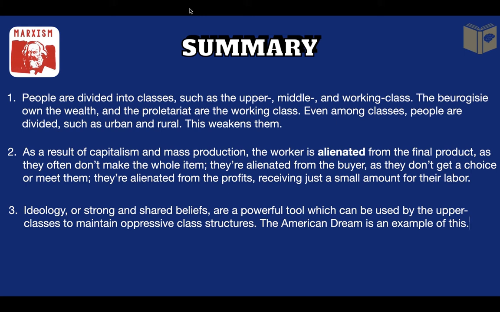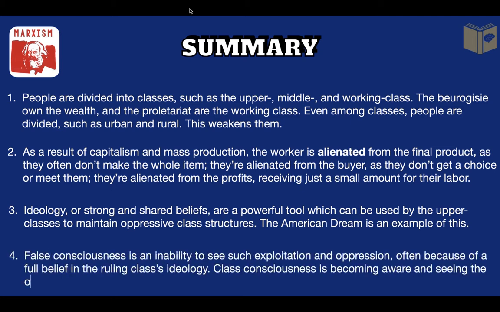The next point was that ideology or a strong shared belief system is a powerful tool which can be used by the upper classes to maintain oppressive class structures. And the American dream is an example of this. And then finally, false consciousness is an inability to see such exploitation and oppression, often because of a full belief in the ruling class's ideology. Class consciousness, however, is becoming aware and seeing the oppression and exploitation.